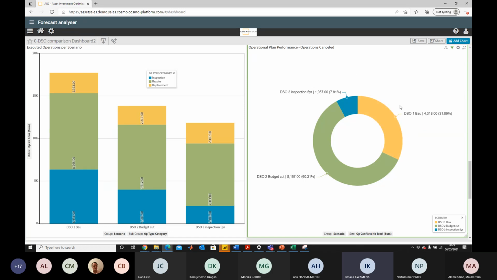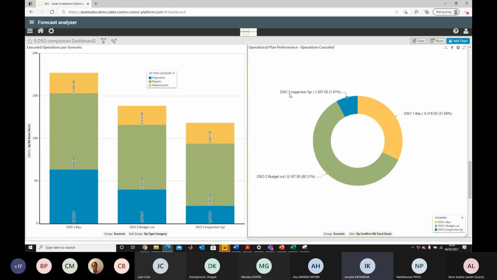We can see that with the business as usual, there's around 31, almost 32% of the maintenance activities scheduled that are cancelled due to various reasons. It could be operational conflict. Whilst with the scenario where we have budget cuts, that is where most of the operational conflicts occur, and many operations are cancelled. Basically, we've reduced the budget, and that means there would not be enough money to carry out these maintenance operations.